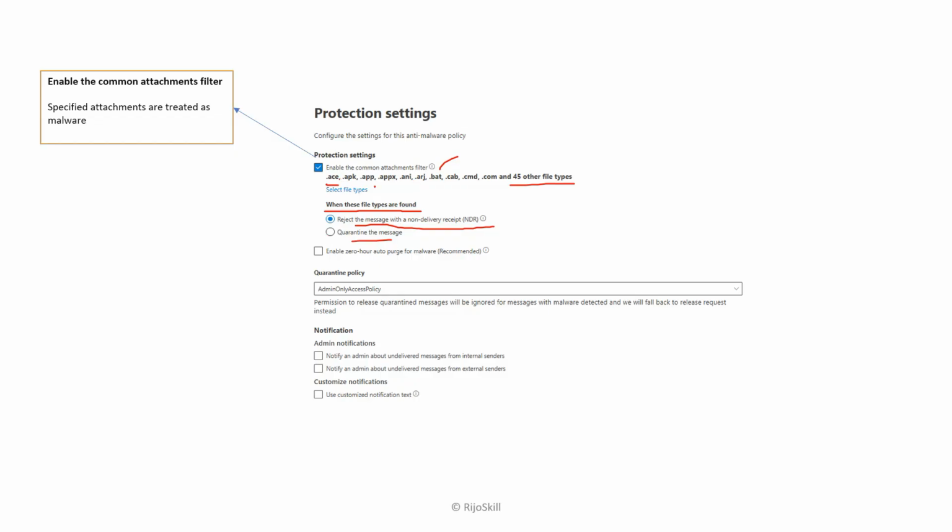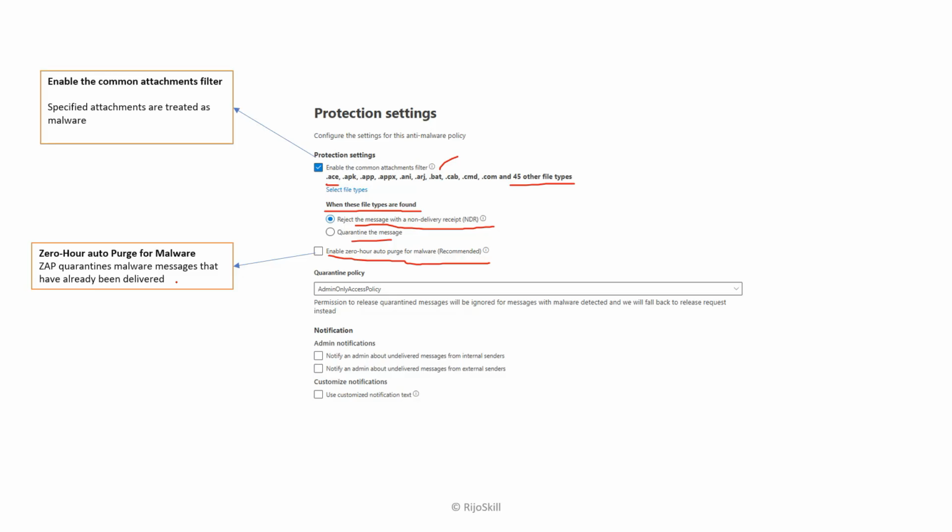Once you find this type of attachment, you can also add additional selected files. I will show which files. Once you find a match with these files, what is the option? Reject the message with an NDR report, or quarantine the message. Another one is to enable the 0-hour auto purge for malware feature, which is recommended. What is this? It quarantines malware messages that have already been delivered. In the next chapter we will discuss the 0-hour auto purge.